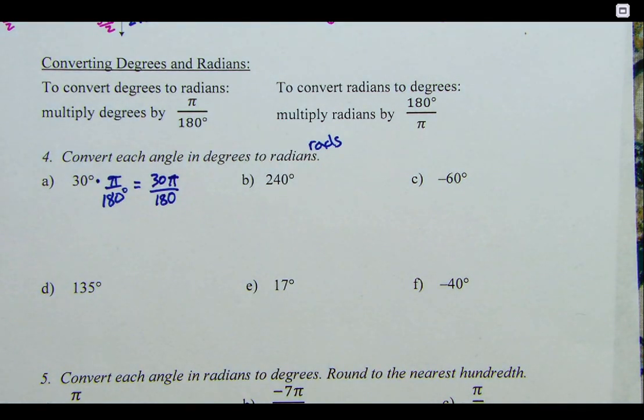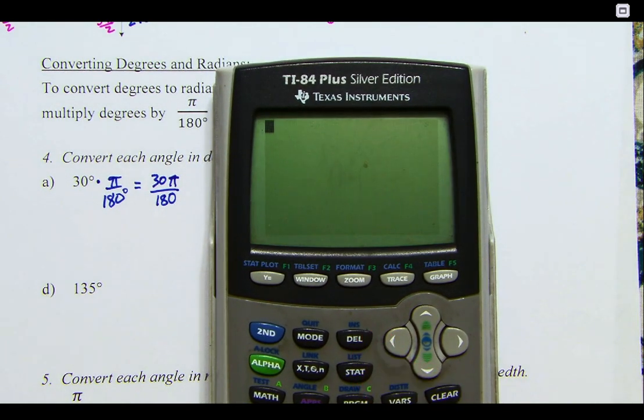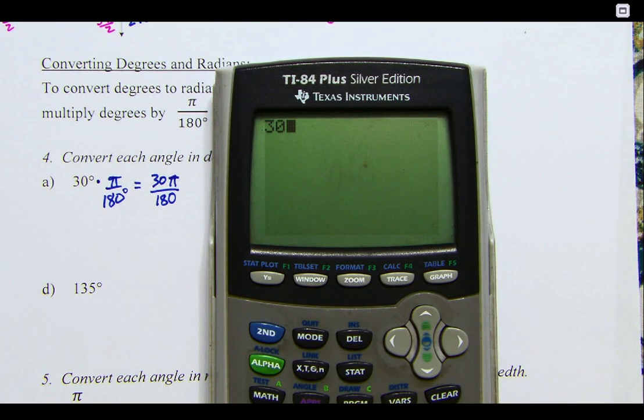So we don't need to make it difficult on ourselves. We can grab our calculator and just simplify the fraction. So we want to focus on the 30 over 180. I'm just going to do 30 divided by 180 on my calculator, and then change it back to a fraction.